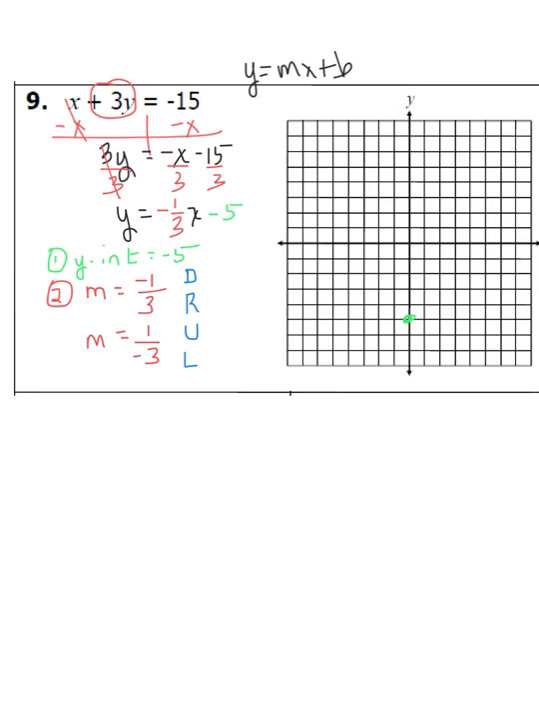So here we go. Down 1 and to the right 3 would be here. Do it again, down 1 to the right 3. Then we're going to go in the opposite direction because I've run out of room. I'm going to go up 1 and to the left 3. Up 1 to the left 3. Up 1, and I'm a little off, but to the left 3. Then connect your points with a straight edge. And there's the equation of your line.